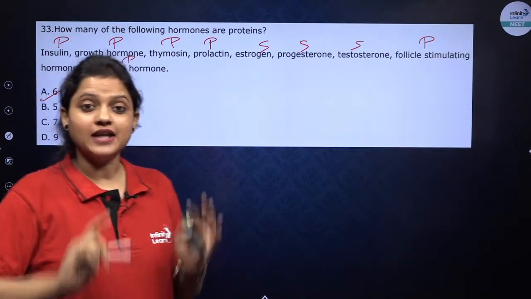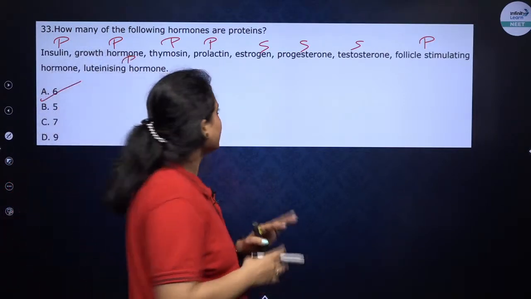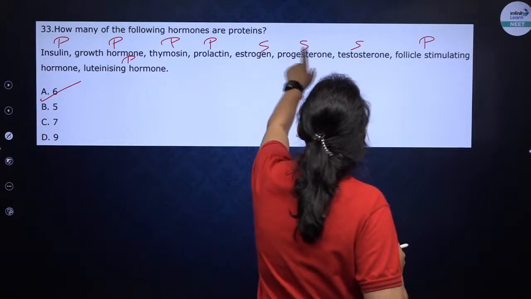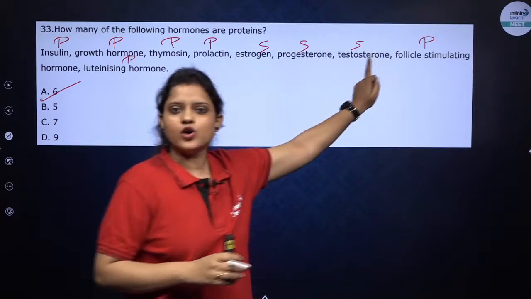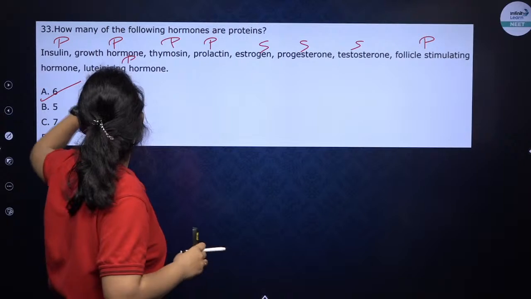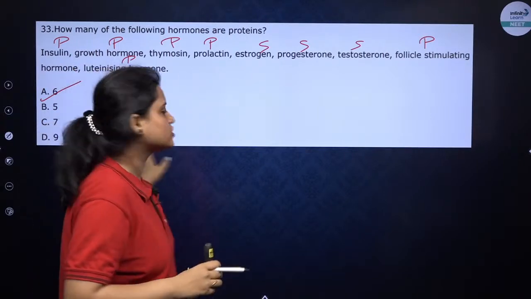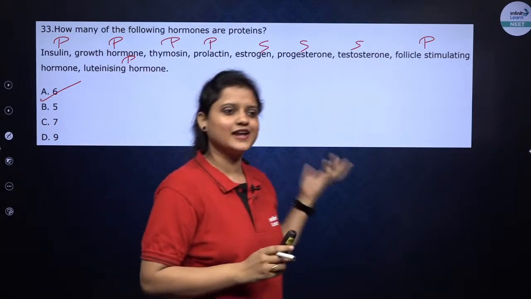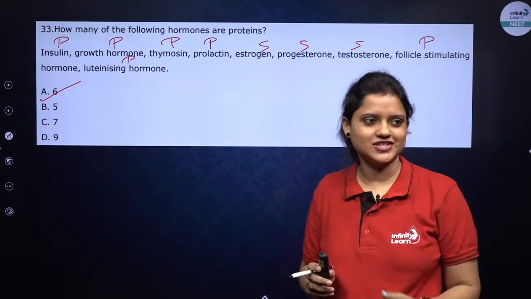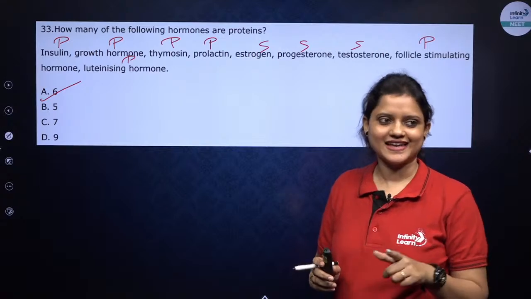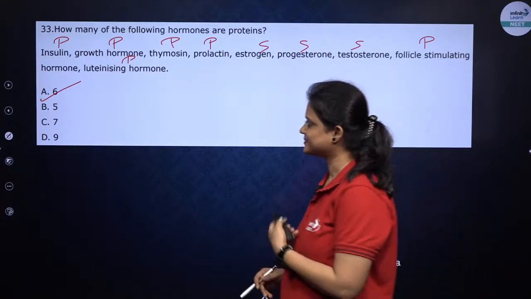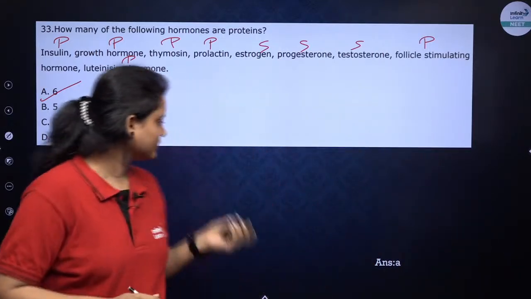Okay everyone, any doubt? Estrogen, progesterone, testosterone are steroid hormones. Rest of the hormones, insulin, growth hormone, thymosin, prolactin, FSH and LH are proteinaceous hormones. Correct option is A. Good. Pujita, Rishi, W. Okay, A. That is 6. A.